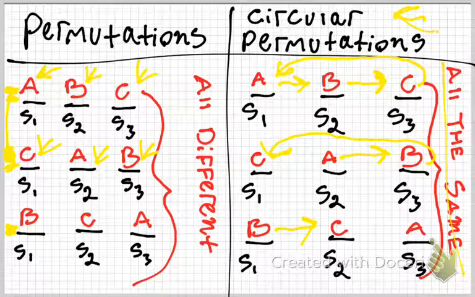If you look to the right of A, you have B. If you look to the right of C, you have A. And if you look to the right of C here, you have A. Okay? So this is why they would be considered the same circular permutation.